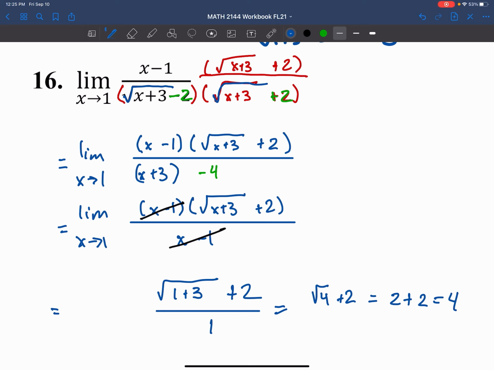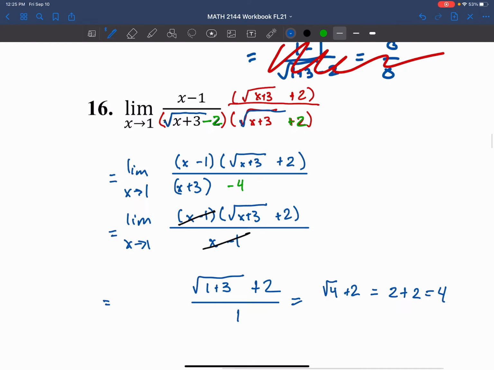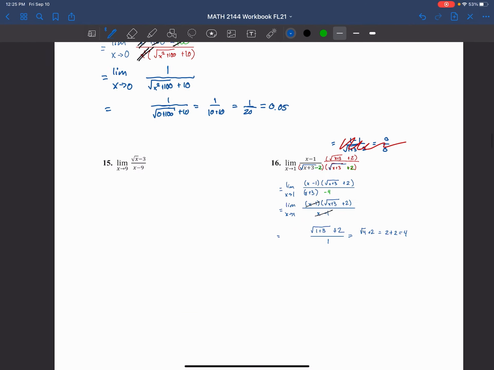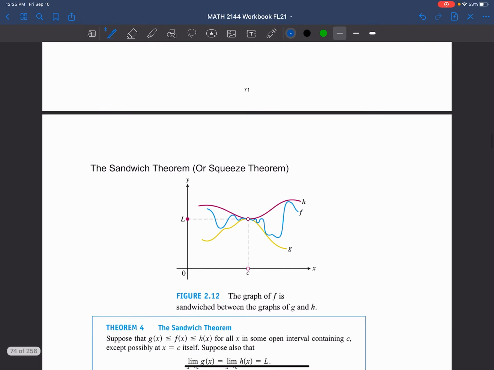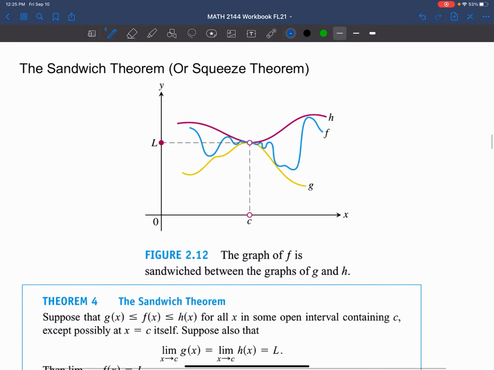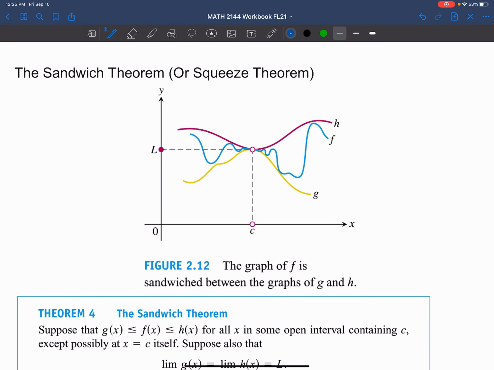Any questions on this one? Awesome. So that's another approach that you'll run into, primarily involving square roots. So, everyone good on that one? Looks like it. So this next one is really tasty. Sometimes it's called the sandwich theorem or the squeeze theorem.